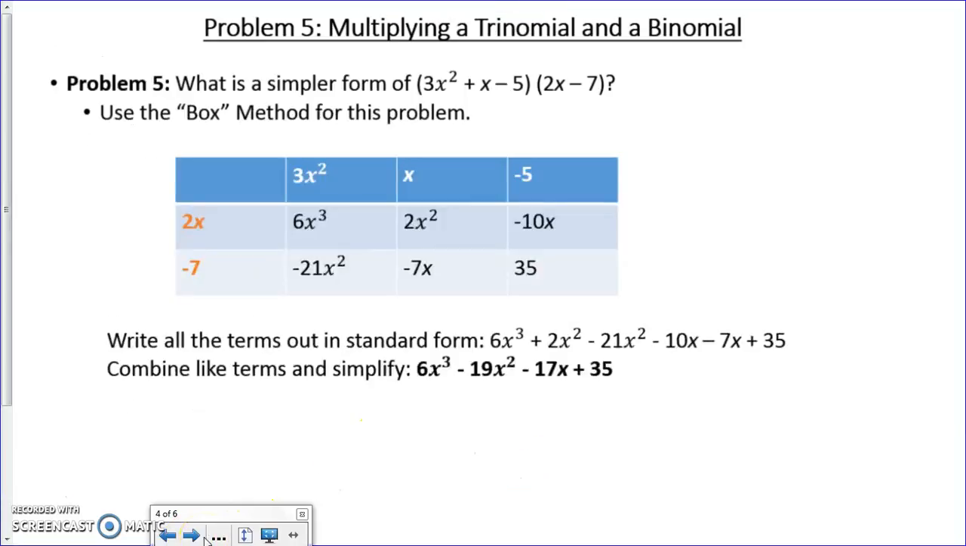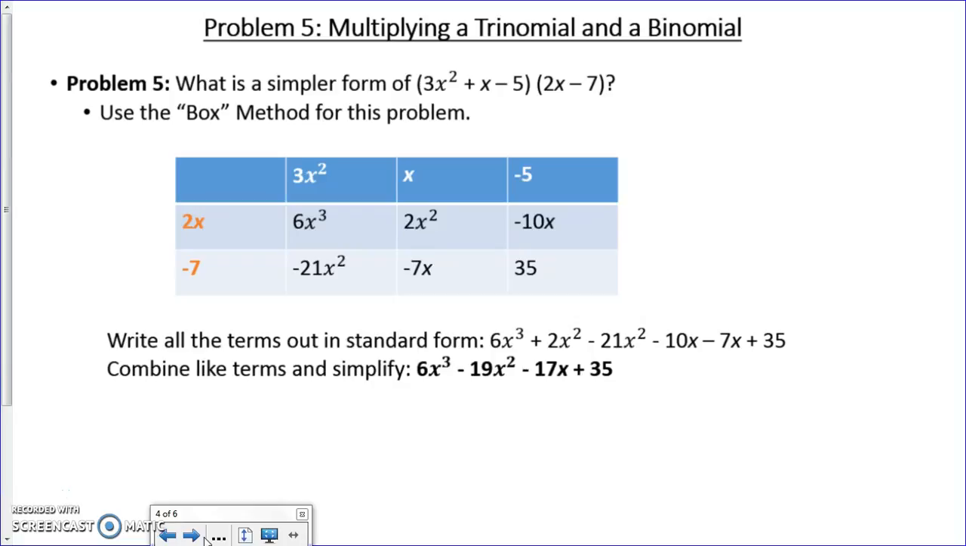Because here we're going to see multiplying a trinomial and a binomial. So problem 5, what is a simpler form of 3x squared plus x minus 5 times 2x minus 7? Now here, FOIL does not work. Distributive property could work, but you're just going to take a little bit more time. What I would suggest for this is to use the box method.